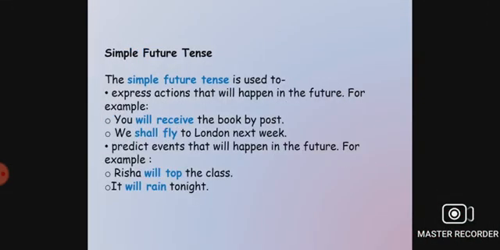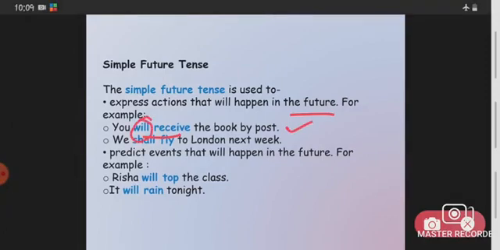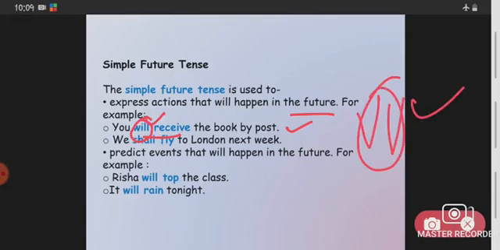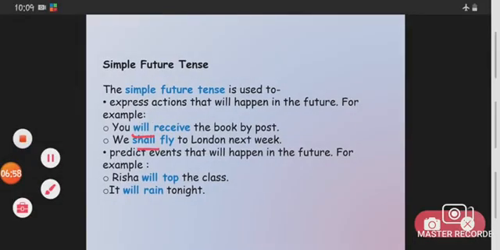Now moving on to the simple future tense. Simple future is very simple. It expresses the action that is going to happen. So we use either will or shall for this. For example, you will receive the book by post. You will. Will plus the verb form. Which verb form? V1. Simple base verb. We shall fly to London next week. We will use will or shall, right?